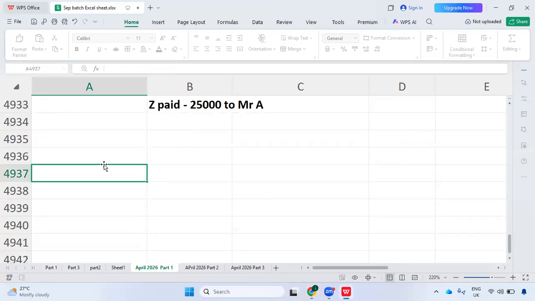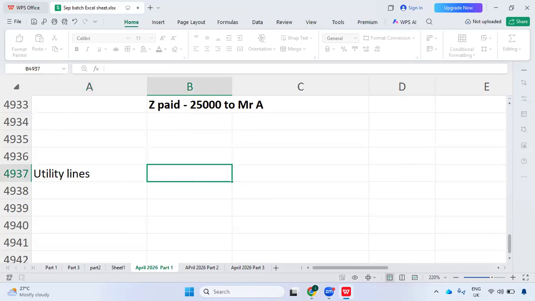Now tell me what will increase the basis and why. First one, utilities. Will it be added to the basis or not? Utility line expenses. Yes. Why?